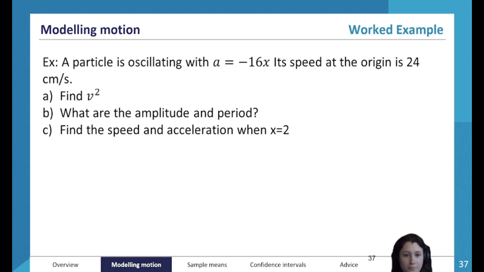So, we know that a equals negative 16x. Its speed at the origin, so at x equals 0, sorry.